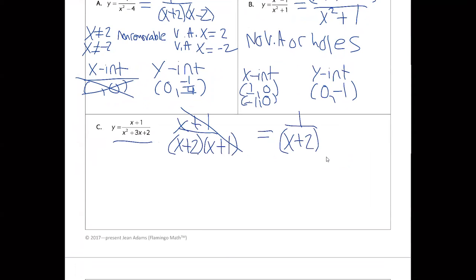So if you ask yourself, what can't your function equal? Well, your function couldn't equal -1, and your function couldn't equal -2. But since the -1 was removable, you're going to have a hole at -1. And remember, to find the y value of your hole, you plug it into your simplified version. So if you plug -1 into this, you would have 1/1 because -1 plus 2 on the bottom. So it would just be 1.